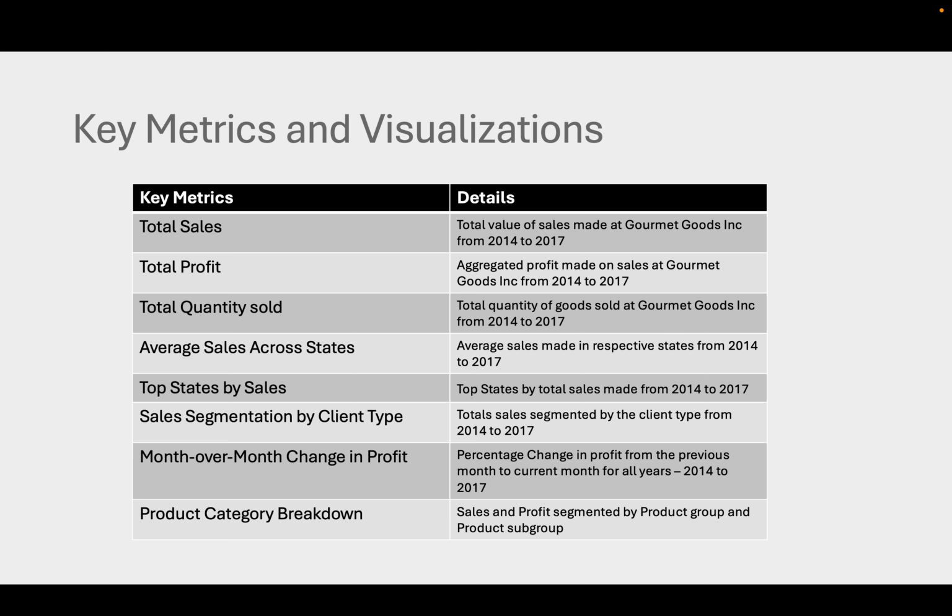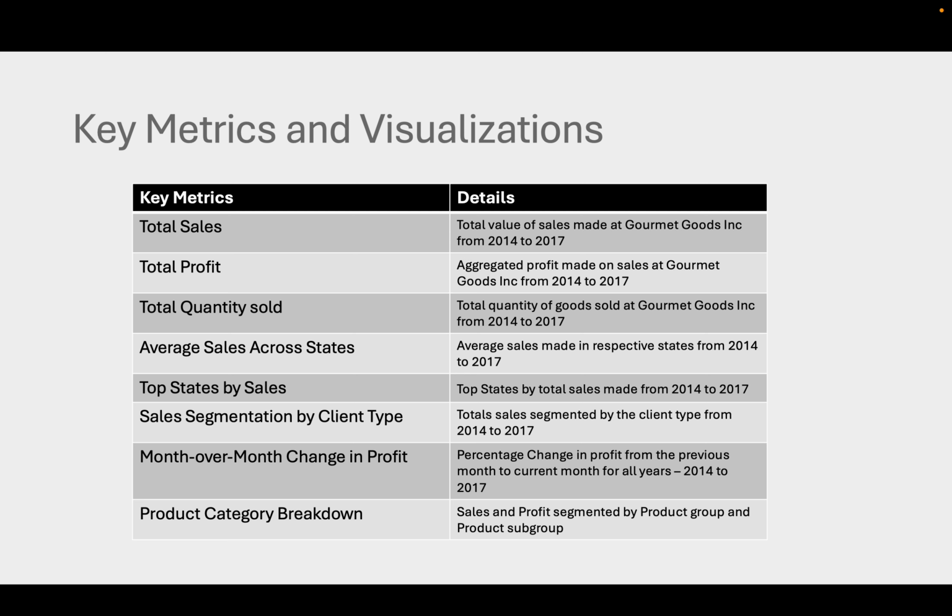Month over month change in profit. This helps us see the percentage change in profit from the previous month to the current month. For example, if we have a total profit of $20 in January 2025, and in February we have another $20 profit based on the sales, that means our month on month change is 0%.